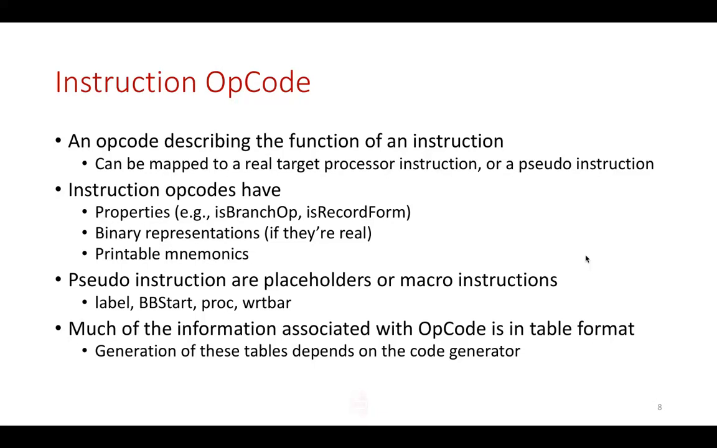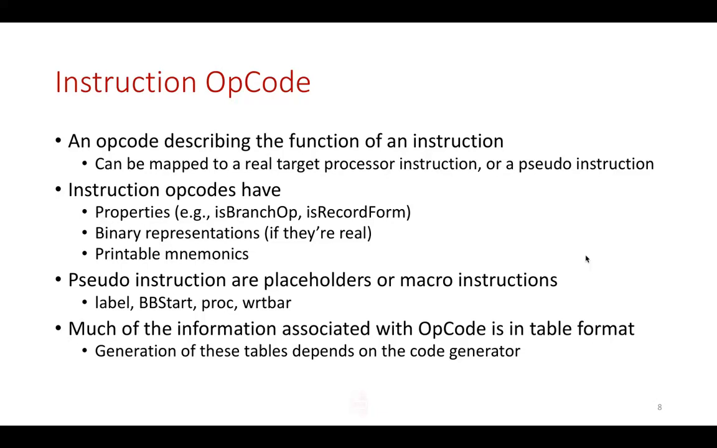And much of the information that's associated with a particular opcode is actually in a table format. What that means is that you'll find a big, massive property table, usually indexed by the opcode. Binary encoding is the same way. There's a binary representation table that gets indexed by the opcode, and the same thing with the names of these different things.